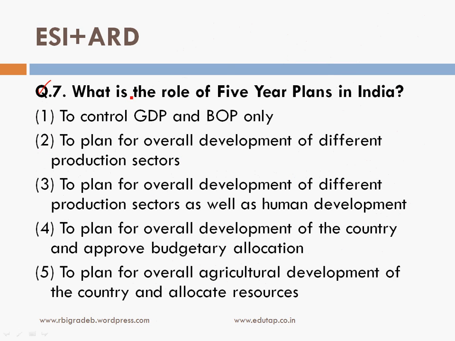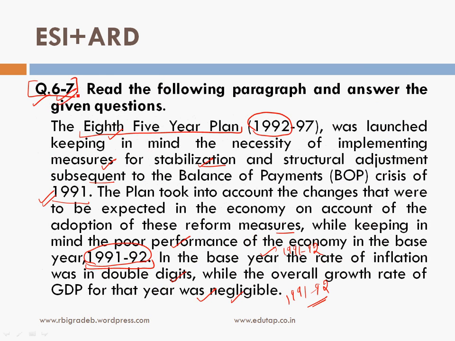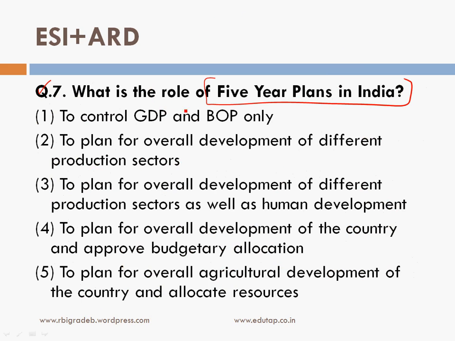Question 7, again based on the passage: what is the role of 5-year plans in India? Now again this question is although based on the given passage, but the answer to this question cannot be exactly found in the passage. So let's see the options. To control the GDP and BOP only. Please lay emphasis on the word only. Let's move to the second option.